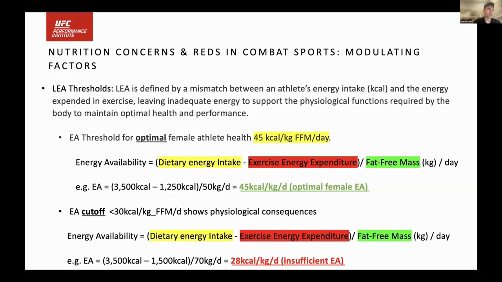equations from the presentation prior. This historical threshold was established because studies showed that physiological consequences really started to manifest when EA was lower than 30. I will point out, though, that despite this common cutoff, it does not predict amenorrhea in all female athletes, which is why that 45 kcals per kilo comes into fruition.